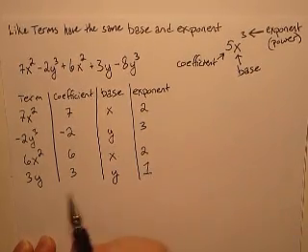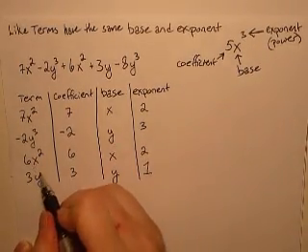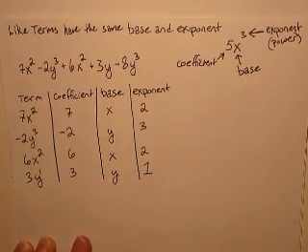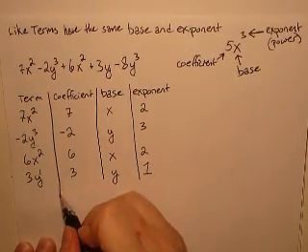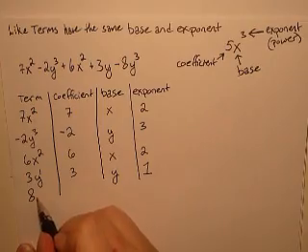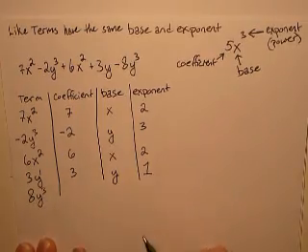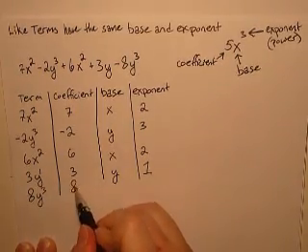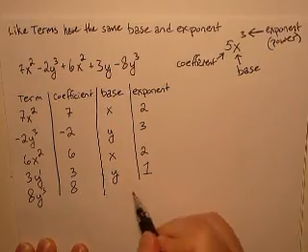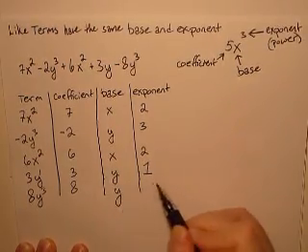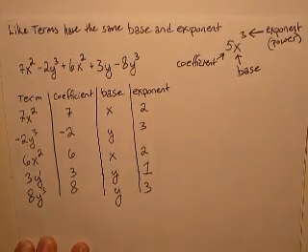If you do not see an exponent, there is an invisible 1. Finally, our last term is 8y to the third. It has a coefficient of 8, a base of y, and an exponent of 3.